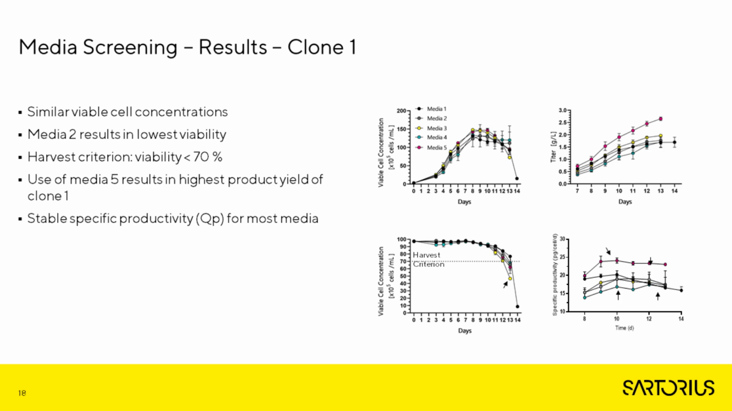So the results for clone 1 are shown here. As we can see, similar VCCs were reached during the process, but with media 2, the lowest viability was observed. Also, media 3 showed a weak viability at the end of the process. On the upper right part of the picture, product concentration is depicted, and these data reveal that using media 5 results in the highest product yield of clone 1. And looking at the lower right graph, it is shown that the specific productivity could be maintained quite stable for nearly all of the tested media.